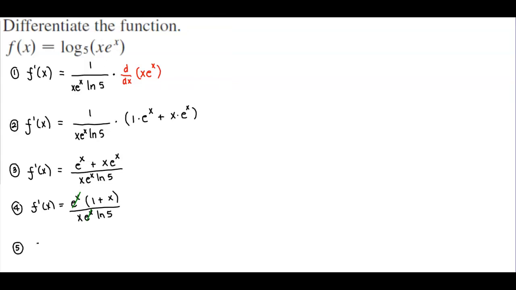And so what that does is we can simplify the e to the x. And then we can rewrite this as f prime of x, which is equal to x plus 1 in the numerator, over x times the natural log of 5. So therefore, there's the derivative of that function.